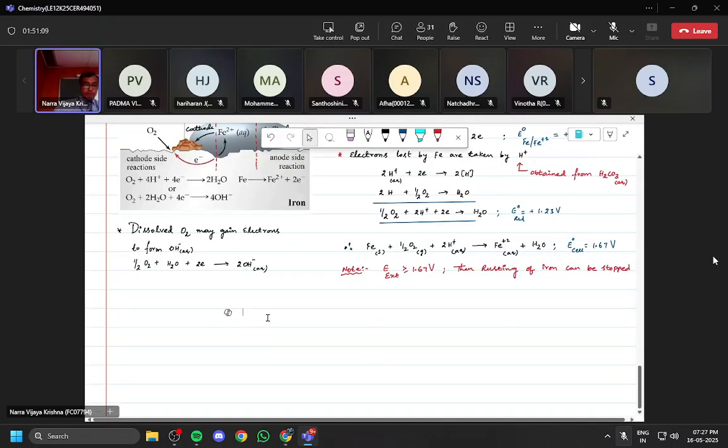Now, what is the voltage output here? Check. What is the voltage output? O2 plus H2O plus 2 electrons gives rise to 2 OH minus. Check the reaction. What is the voltage output, sir?